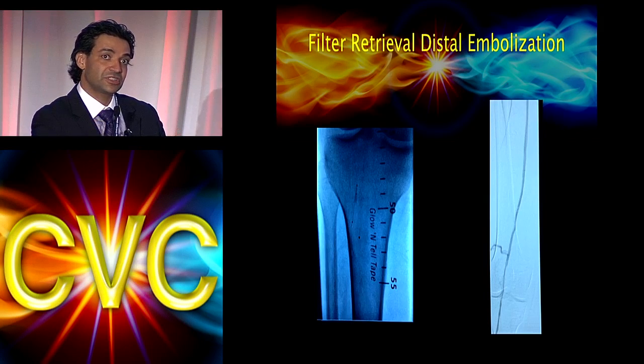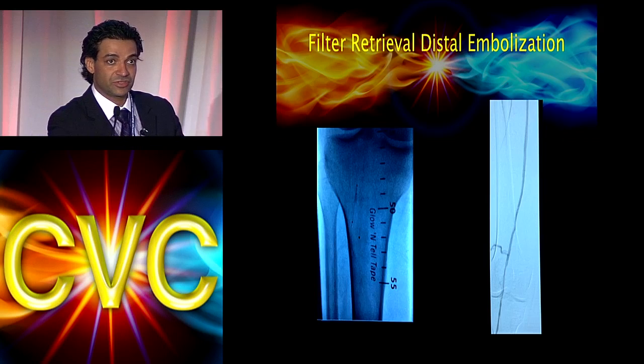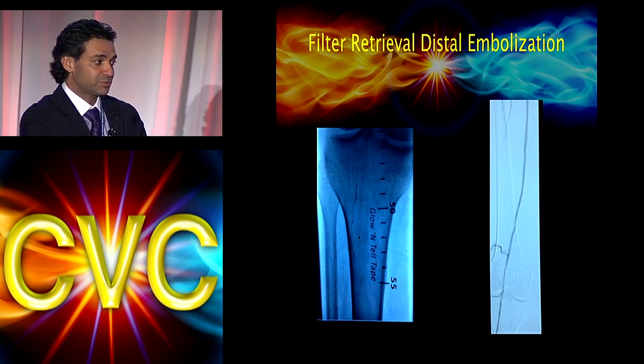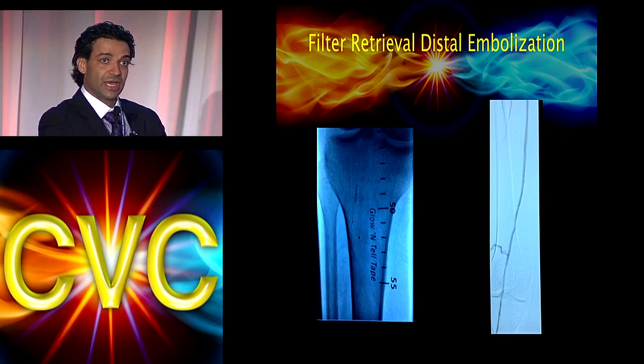And usually you need a Trailblazer or some end-hole catheter sitting more proximally to capture that filter and recapture it and then pull it out. It's very important when you do that, don't completely collapse the filter into your catheter, because what can happen is sometimes you can squeeze that debris back out and cause even further distal embolization.